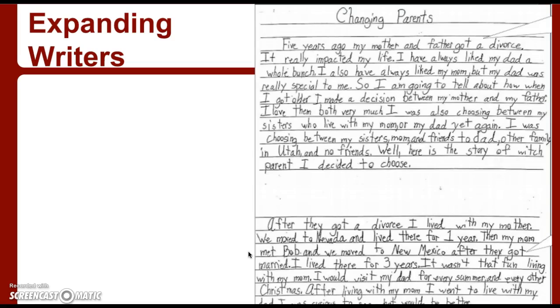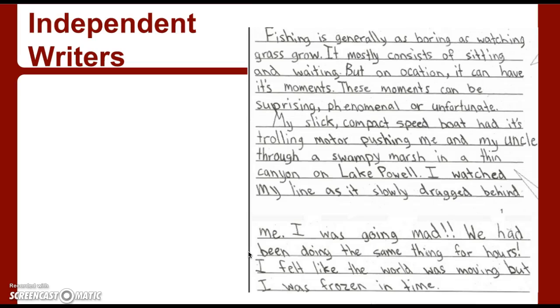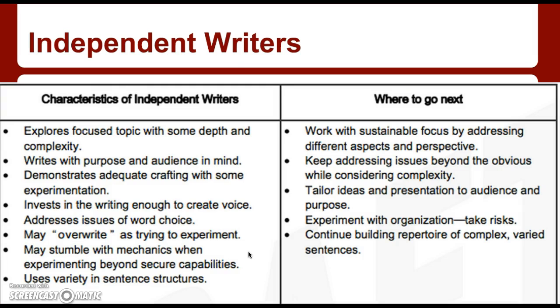That brings us to our last one, which is an independent writer. Independent writers explore focused topics with some depth and complexity. They write with purpose and audience in mind. They address issues of word choice. Sometimes they may overwrite as they try to experiment. They also may stumble with mechanics when experimenting beyond secure capabilities. And they use variety in sentence structures.